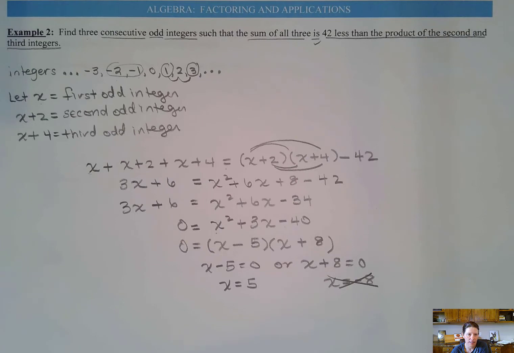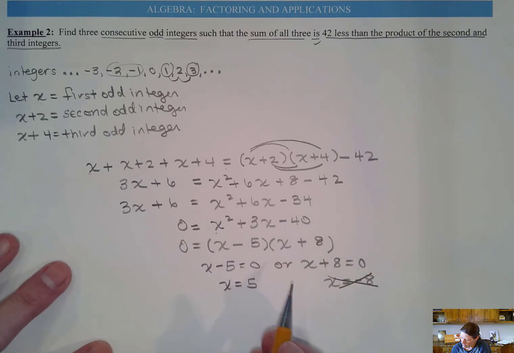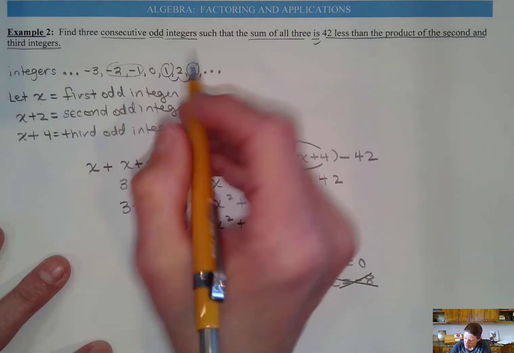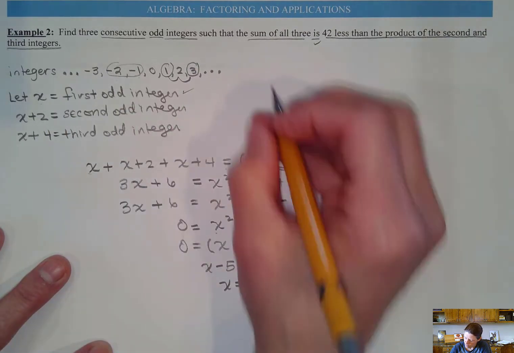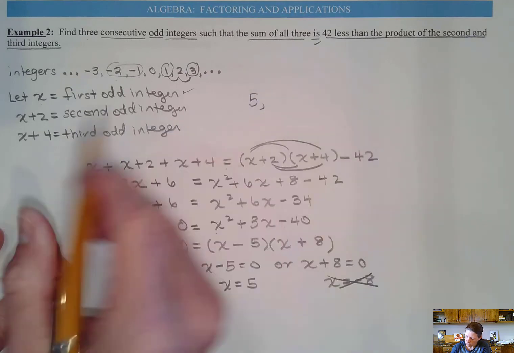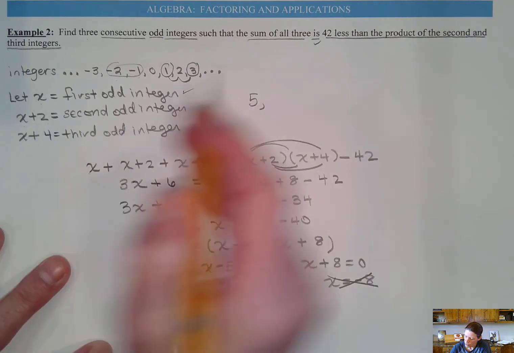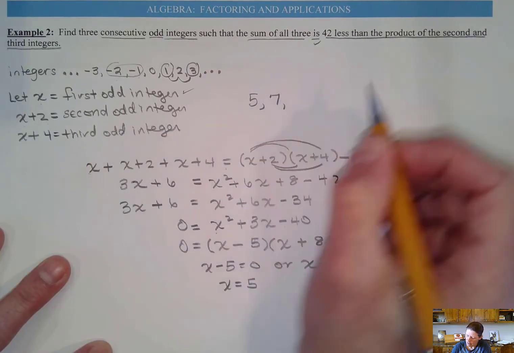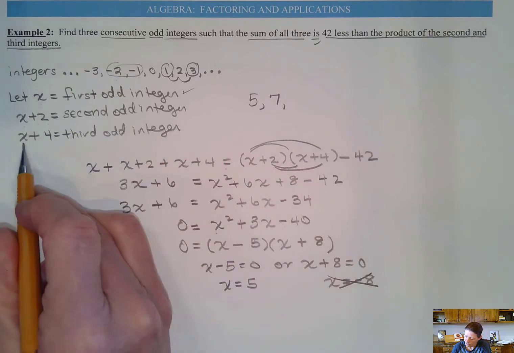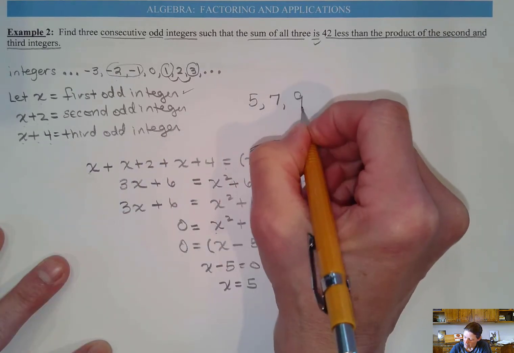Now we may omit that solution option x equal negative 8. Negative 8 is not an odd integer. 5 is, however. And if 5 is our first odd integer, then our second odd integer is 5 plus 2, or 7. And our third odd integer is 5 plus 4, or 9.